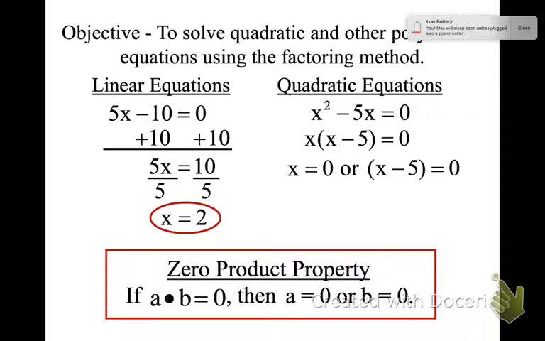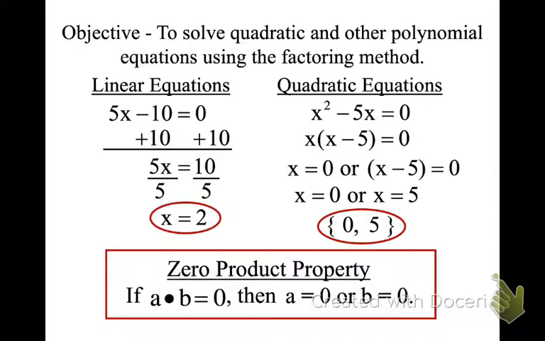Why? Because I'm using my zero product property. Since this is equal to 0, that means either this or this factor has to equal 0. I mean, x minus 5 doesn't equal 0. Okay, start writing the zero product property below.